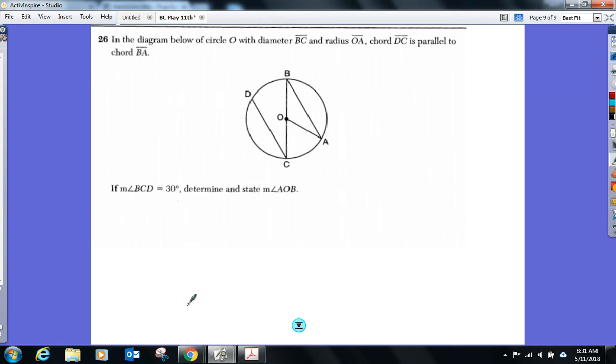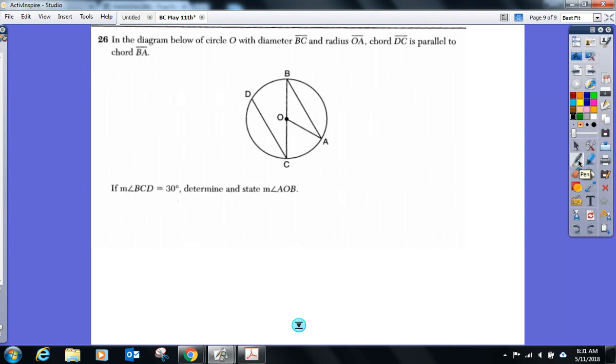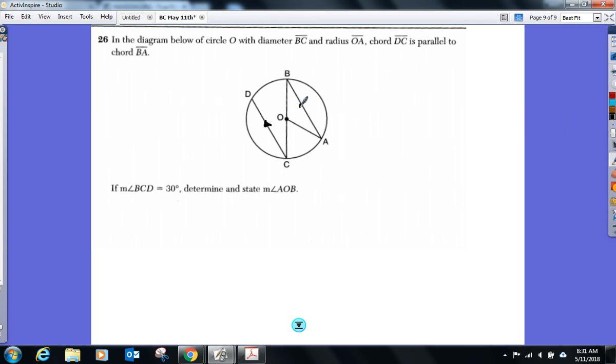All right. So hey, our favorite unit, circles. Go through the givens right now. Mark your diagram with the proper markings. Chord DC is parallel to chord BA. There is a theorem that says if two chords are parallel, something happens, but we'll get into it if we need it. BCD is 30. Find the measure of angle AOB.